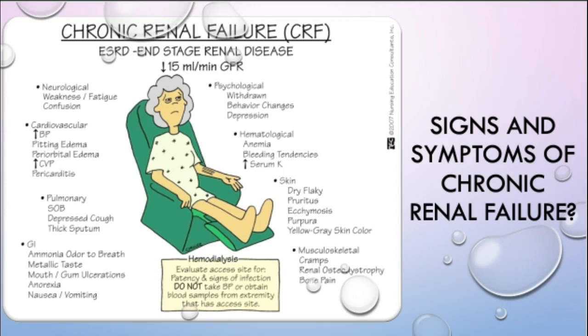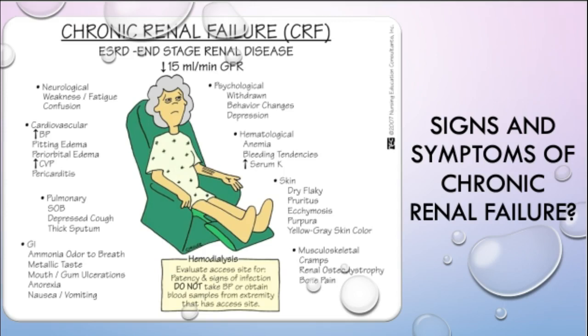Now, I don't know about you guys, but I love these pictures, and I think it is so much easier to look at one of these and remember it rather than reading off of a slide. So this picture specifically is more end-stage renal disease. So you're looking at a GFR level, and we'll go over what that is, but we're looking at a GFR level lower than 15. So a lot of these people are withdrawn, they're depressed, they're going to have the anemia that we were talking about.